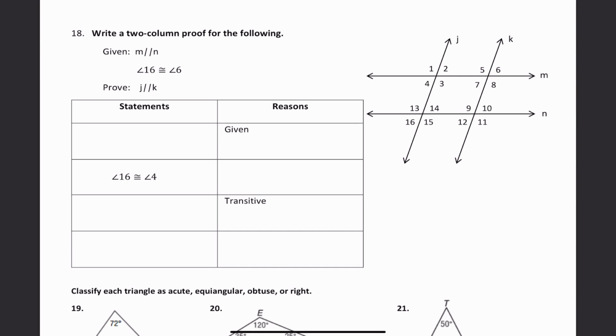Welcome back. Let's go ahead and take a look at number 18. Write a two-column proof for the following, given that M is parallel to N and angle 16 is congruent to angle 6. So here, this is what you can assume, right? That's your given. So when you have these things, go ahead and start marking them down. So M is parallel to N, and angle 16 is congruent to angle 6, and this is all because of the given. Prove that J is parallel to K. So that means you're going to have to use one of those converse theorems, okay?